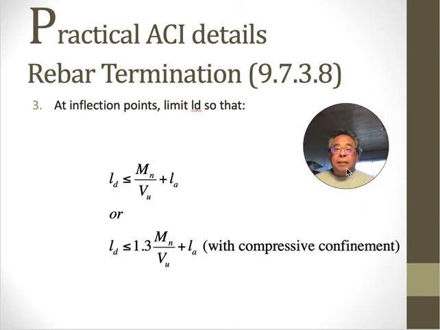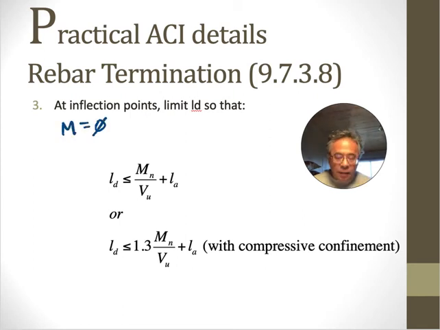Okay, this one's a little complicated. At inflection points, so that means wherever M equals 0. So at inflection points, so at a simple support or where the moment crosses over to 0, you limit the development length. The development length has to be less than this. Or if you have a compressive confinement reaction, this. Let me explain where this comes from and then come back to it.